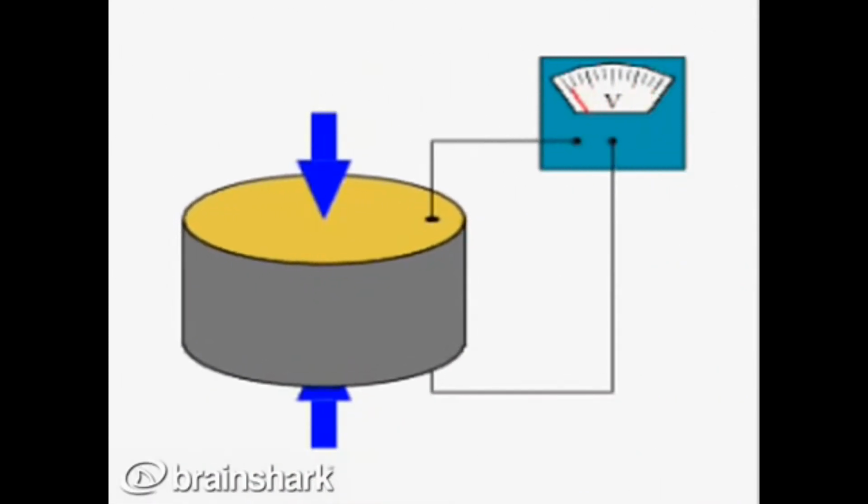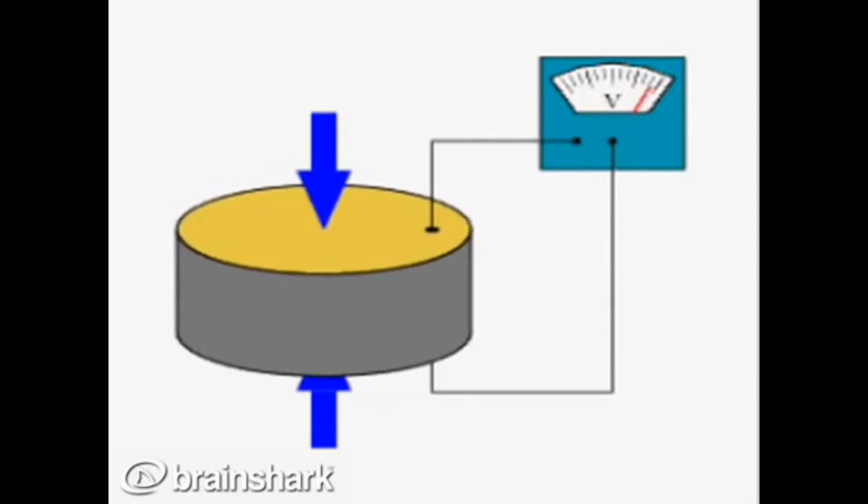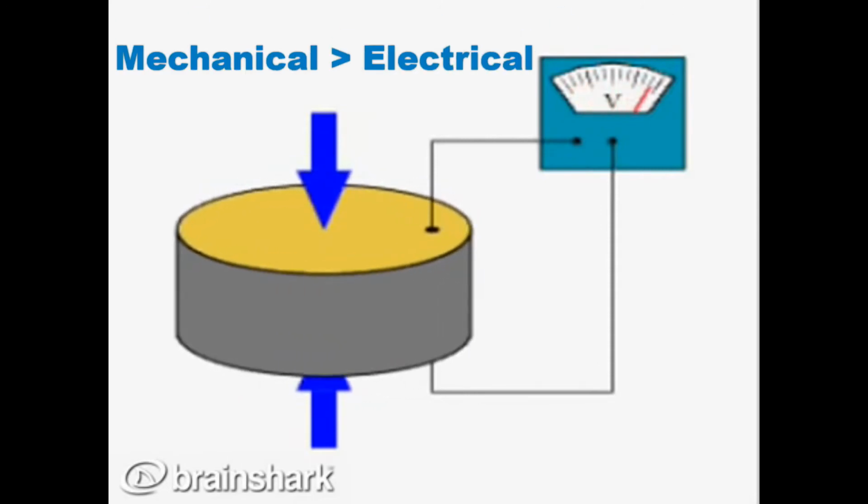The compression of crystals generates electron flow while decompression achieves the opposite effect. This effect changes mechanical energy to electrical energy.